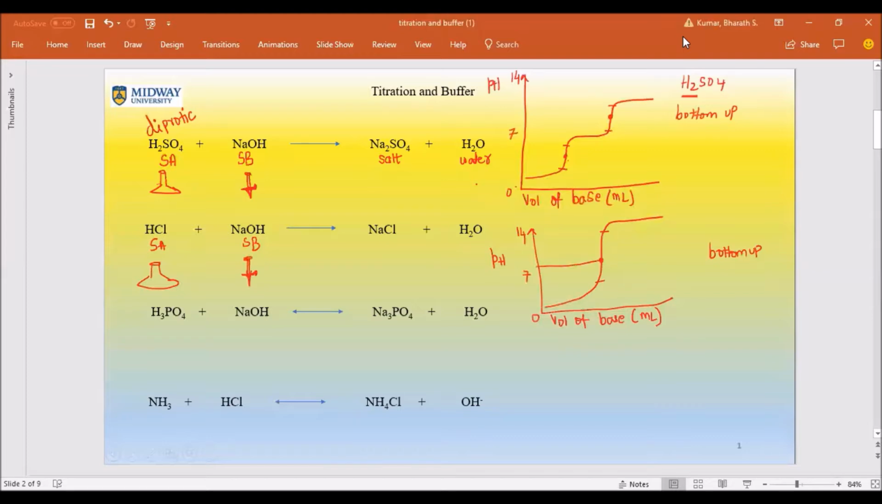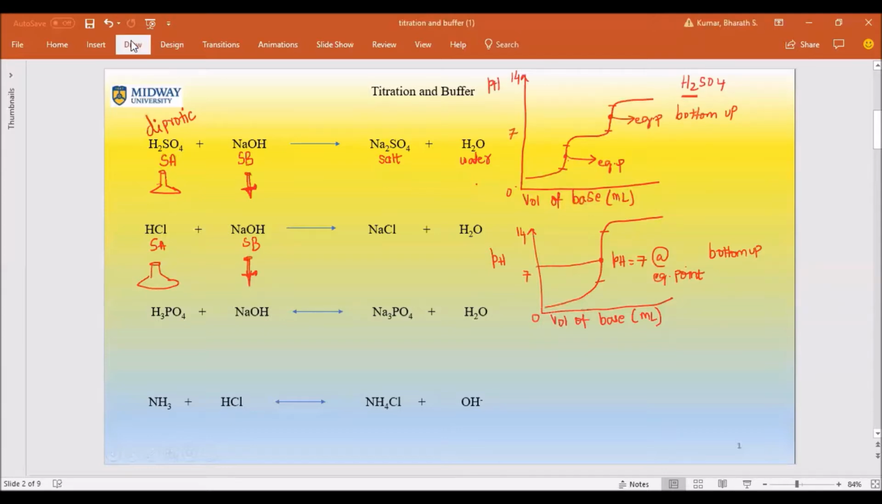Whenever it's a diprotic acid, the pH is not equal to 7 at any point of time because it's split. But for a monoprotic acid, pH equals 7 at the equivalence point. So a monoprotic acid has one equivalence point. This has two equivalence points. This is an equivalence point. This is an equivalence point. So it's got two. It's important you pay attention to these details.